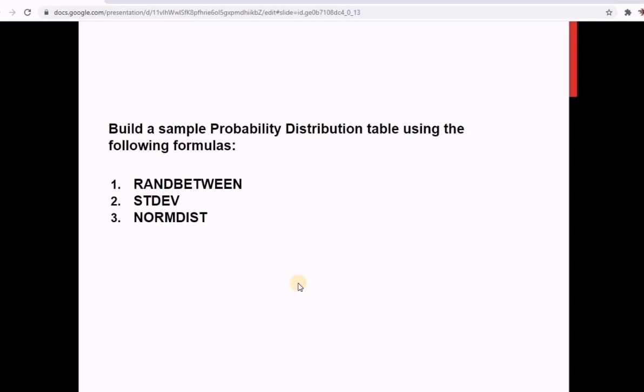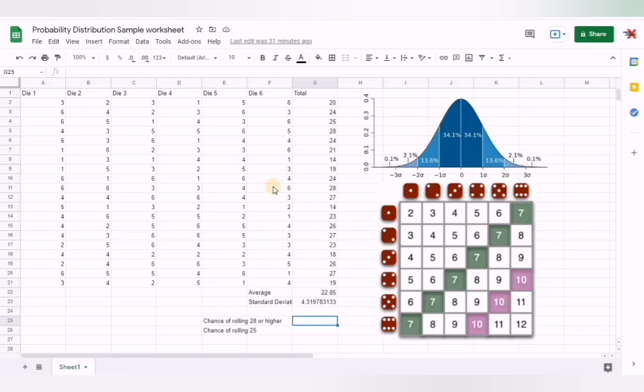Now what we will do is we will build a sample normal distribution in Google Sheets with the following formulas: RANDBETWEEN, standard deviation, and normal distribution. Okay, so I'm going to show you an example of a probability distribution done in Google Sheets. So here, since we have used the example of dice earlier, I have outlined several columns of possible rolls, okay, or results of rolling the dice.